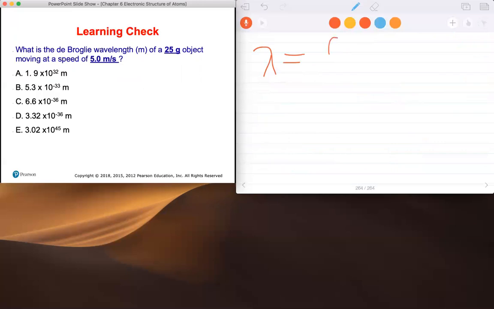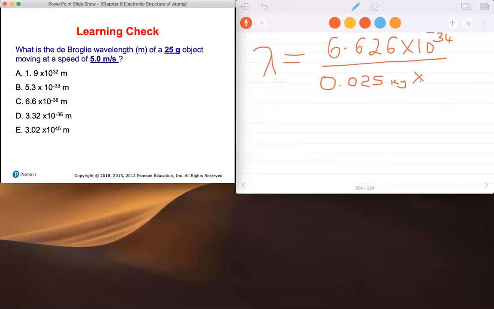It is 6.626 times 10 raised to negative 34 over the mass in kilogram. So this is the mass in kilogram; I divided that by 1,000, so this is in kg, times the speed. This is 5 meters per second. This is joules per second.